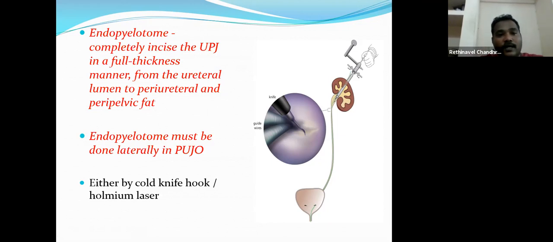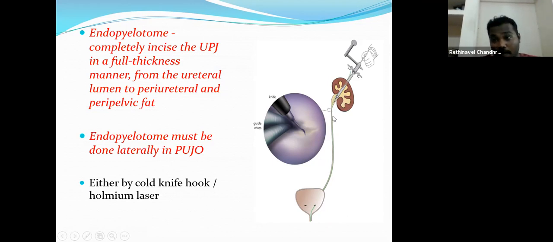That is, you cut the entire ureter such that the outer periureteral and peripelvic fat should be seen. And where should you cut? Either medially or laterally. This is also again an exam question, as already told. The cut should always be on the lateral part of the ureter, because medially the blood supply of the ureter comes from the aorta and the gonadals. So you should not cut the medial part. If you cut, what will happen? There will be torrential bleeding.